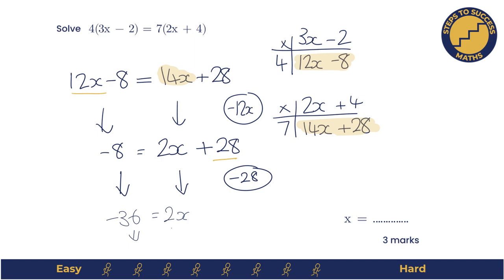And the x is timesing by 2 at the moment, so if we divide both sides by 2, we're going to get negative 18 is equal to x. And even though we've worked it out and it's written the wrong way round, we can just swap it over. It means the same thing. x is equal to negative 18.